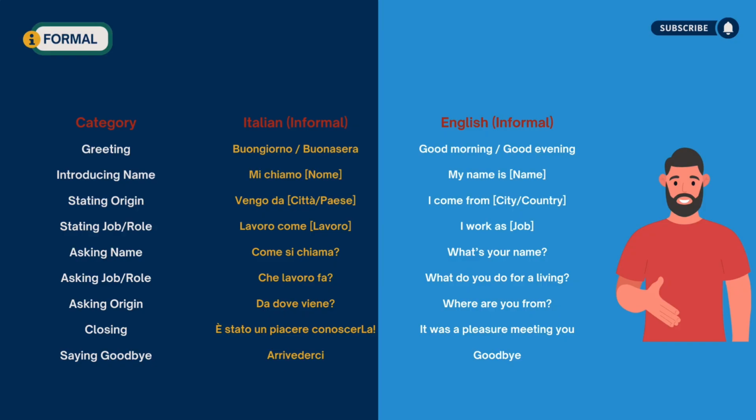Whereas if we look at formal conversation, we might have something like, "Buongiorno, buonasera. Mi chiamo Giuseppe. Vengo da Firenze. Lavoro come informatico. Lei come si chiama? Che lavoro fa? Da dove viene? È stato un piacere conoscerla. E arrivederci." So, these are the basics when it comes to introducing yourself in Italian.